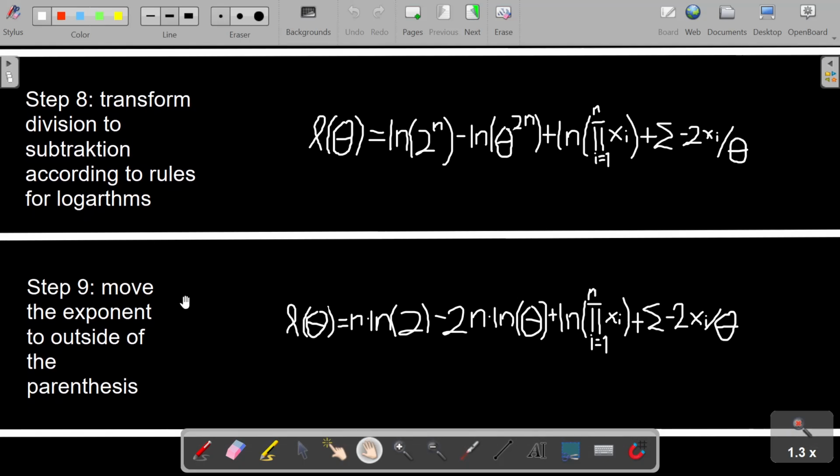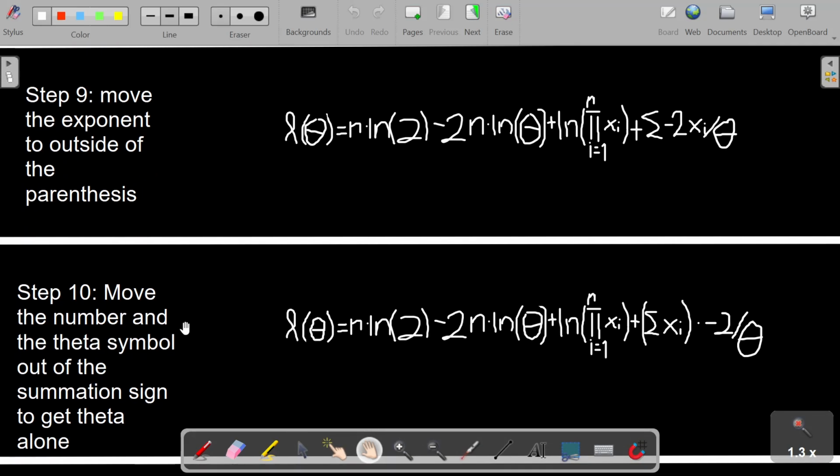Step 9, move the exponent to outside of the parenthesis. So here we have 2 square root n, and here we have moved the n outside, and then we multiply it according to the rules for logarithms. Here we have theta square root 2n, and here we have moved them outside too and multiply it according to the rules for logarithms.